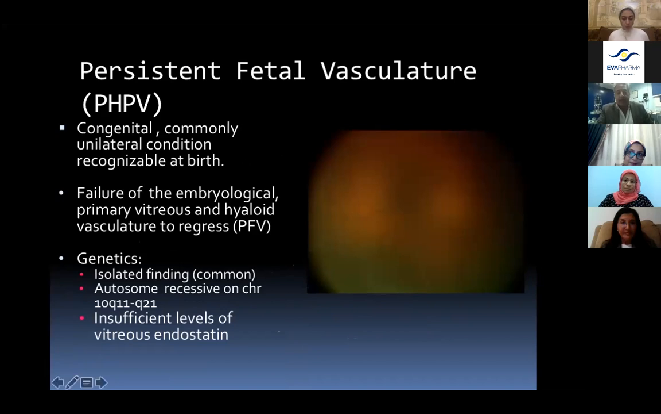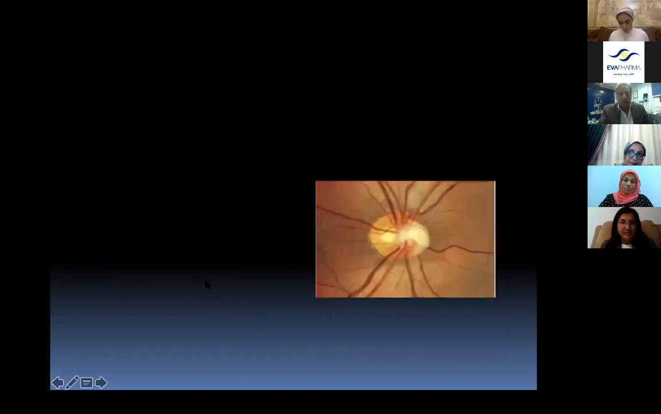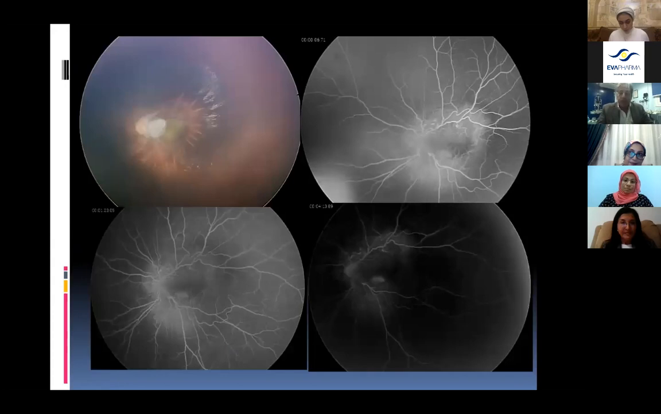And actually, it has an anterior component, and of more interest for us is the posterior component of persistent fetal vasculature. This is a child where, accidentally, while photographing the fundus, we could see the persistent hyaloid artery going into the vitreous. It has a huge myriad of associations, and the bilateral form is rare. Whenever you see it, we have to think about systemic syndromes like Patau or Norrie disease. The persistent vascular loop, the posterior vascular loop, the Bergmeister papilla, and the congenital cyst in the vitreous are signs of a posterior form of PHPV.